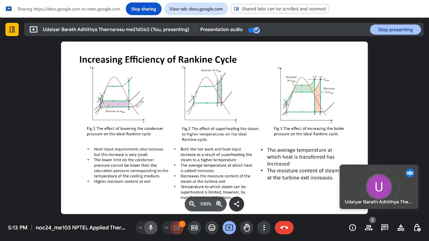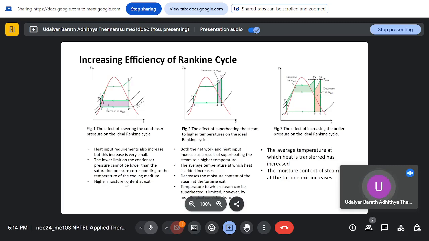So it's also limited by what kind of fluid you are using to cool, and at what temperature. If your cooling water is coming in at, suppose, 20, then the temperature cannot go below 20. You need at least some temperature difference for heat transfer to take place. So that's the limitation here.